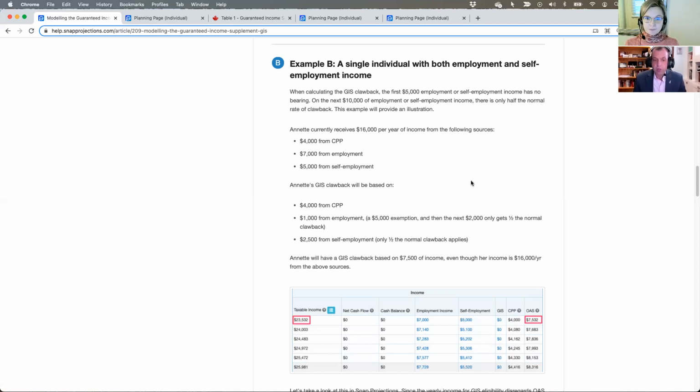Right. So the change that we saw in 2019 here was that you get a $5,000 exemption for either employment or self-employment income.